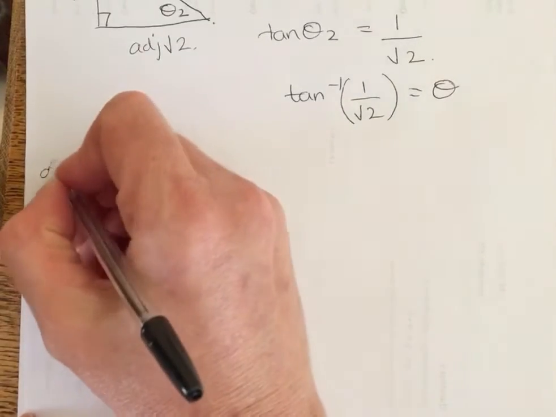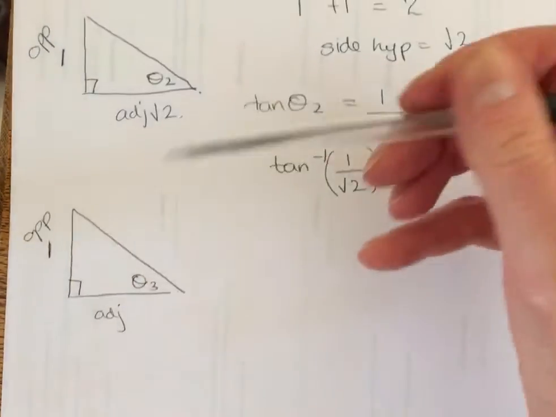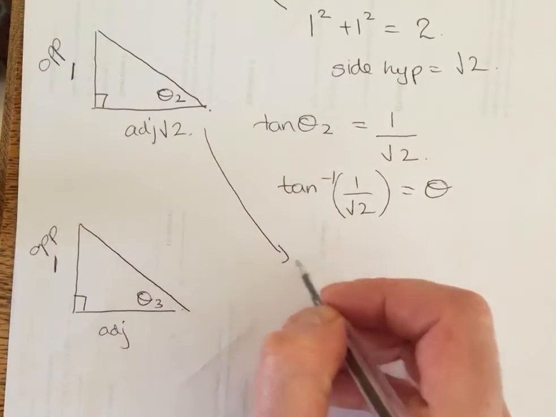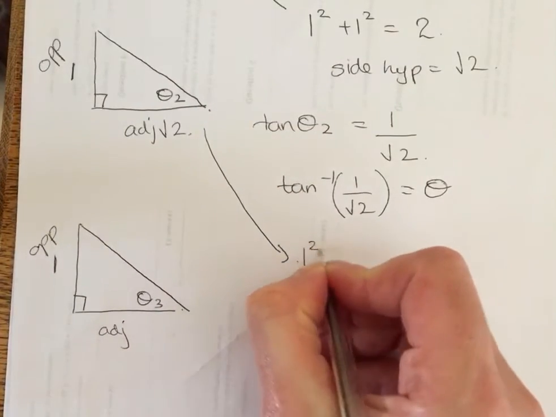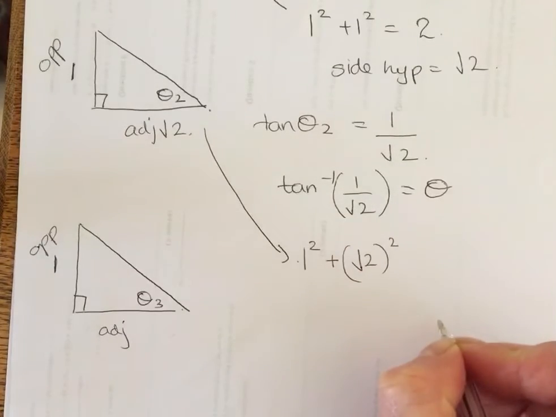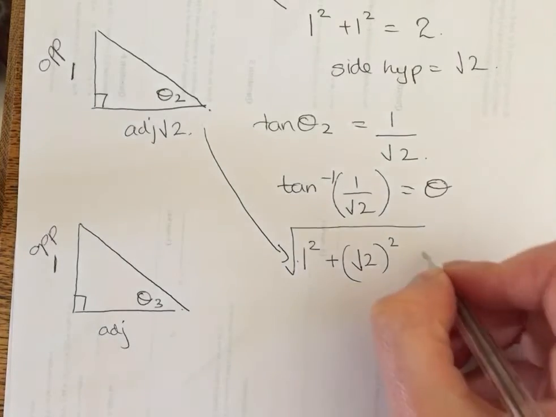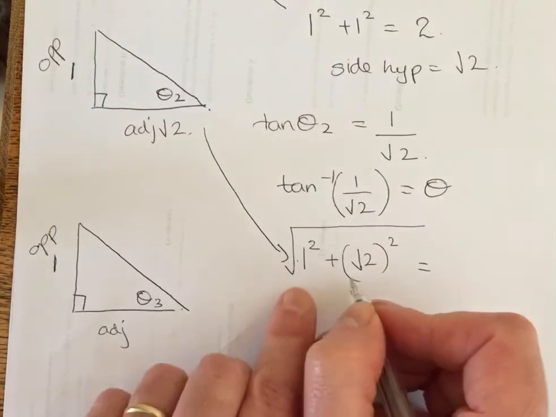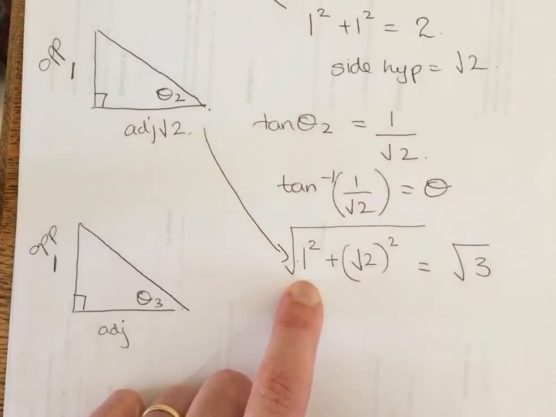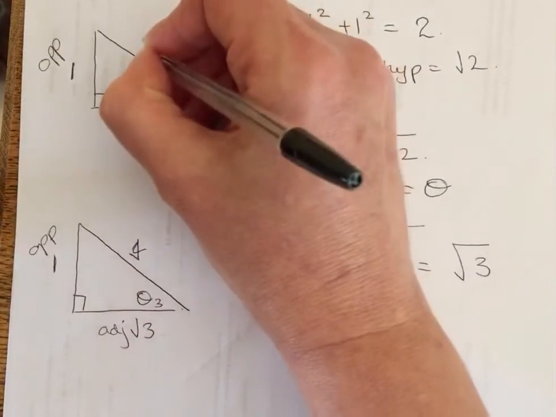So I've got an opposite, an adjacent, and that adjacent, if we remember rightly, will match that hypotenuse there. So that hypotenuse is gained by 1 squared plus the square root of 2 all squared, and then we square root the answer. 1 squared is 1, square root of 2 squared is 2. This is going to be the square root of 3. There's the square root of 3.